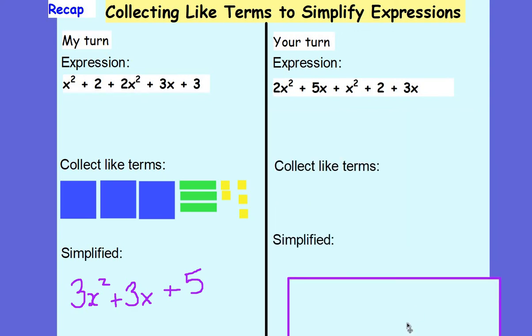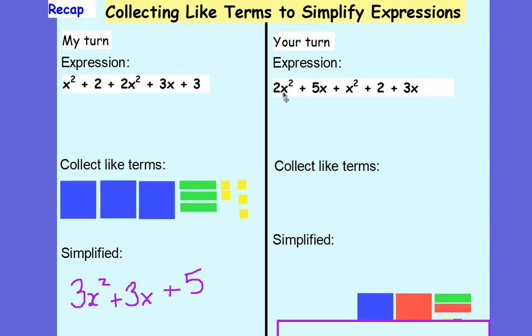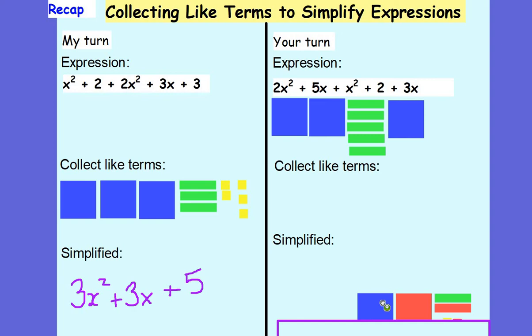Rightio, let's go through the answer. So again, 2x squared, I'm going to need 2 blue squares. 5x, I'm going to need 5 green rectangles. 1, 2, 3, 4 and 5. Positive x squared means I need another blue square. Plus 2 means I need 2 yellow squares, here they come. And plus 3x means I need 3 green rectangles.